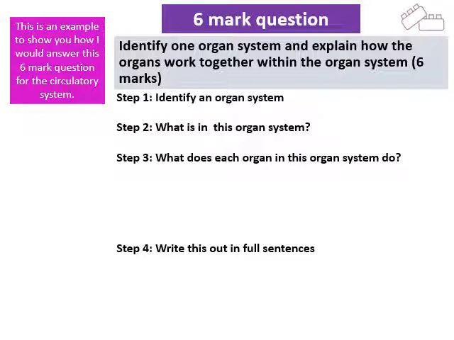Okay, so this is the last task you've got to do for this fortnight. It's in the Word document on Teams, and you need to answer a 6-mark question. So the 6-mark question is: identify one organ system and explain how the organs work together within the organ system.